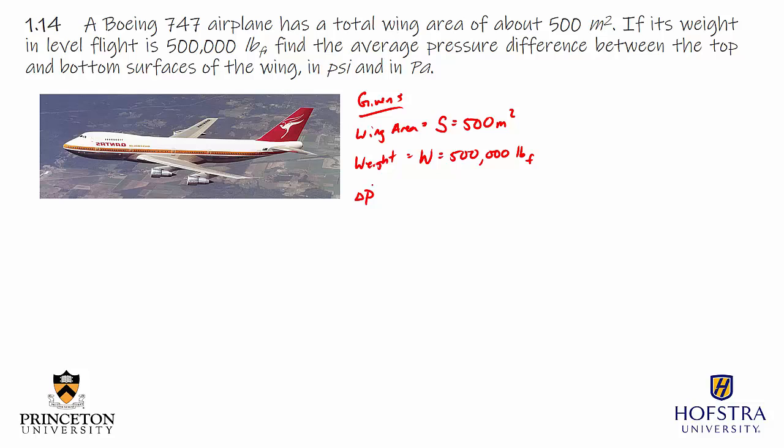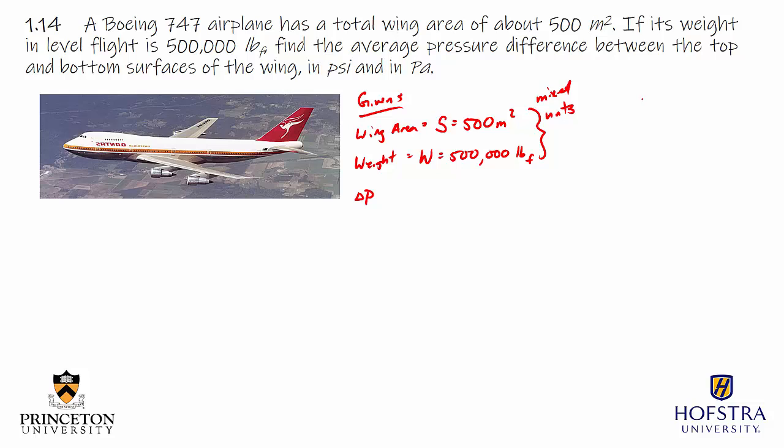Now the first thing that I notice is that we're given the wing area in meters squared, which is the international system, and our weight is in pounds force, which is British gravitational system. So here we have some mixed units. So the first thing that I'm going to want to do is to convert these units. And because we want the answer in both the British gravitational, PSI, and in the international, pascals, what I'll do for this example is just convert both of these over to both unit systems.